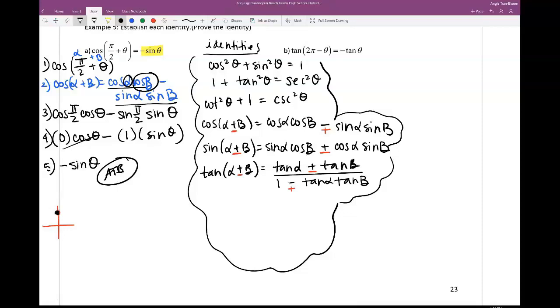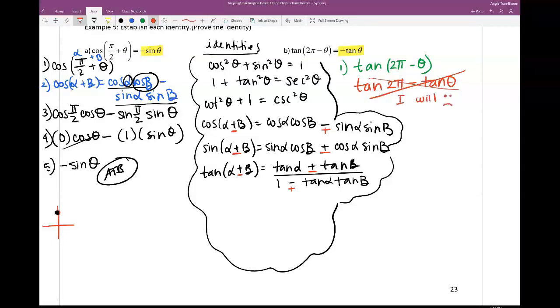Let's do B. I'm going to use different ink here so that way it doesn't kind of go crazy with my identities in the middle, okay? B. Again, I'm going to pick tangent of 2 pi minus theta because that looks scarier. And look at the goal. I want to get to negative tangent. Okay. Now, this is what I don't want you to do ever. Please don't do this. I would cry. Okay. Tangent of 2 pi minus tangent of theta. Okay. That's not okay. I will cry.